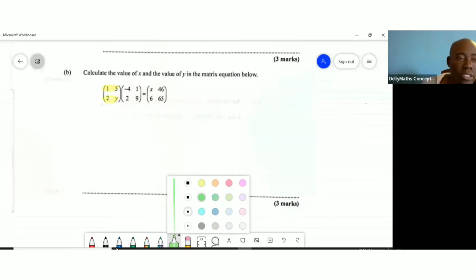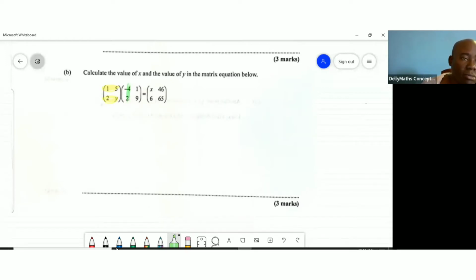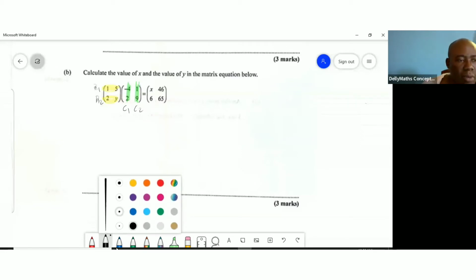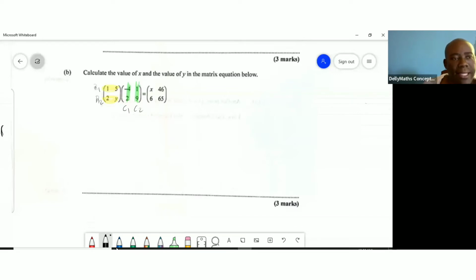So we're gonna be multiplying rows by columns. I'm gonna put the columns in green. Here is a column, and this is the other column. Technically speaking, this is row 1, row 2. This is column 1, column 2. So in multiplying rows by columns, the first row will multiply by all the columns, and then the second row will multiply by all the columns. So let's go through.